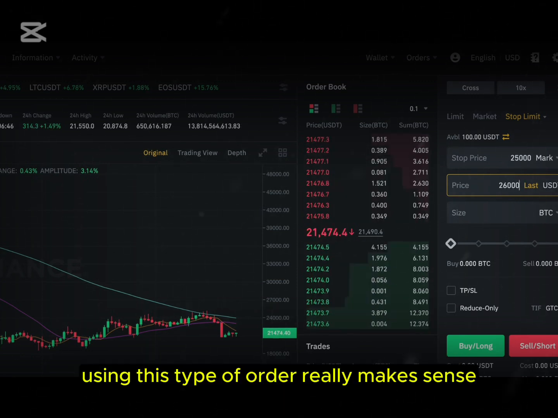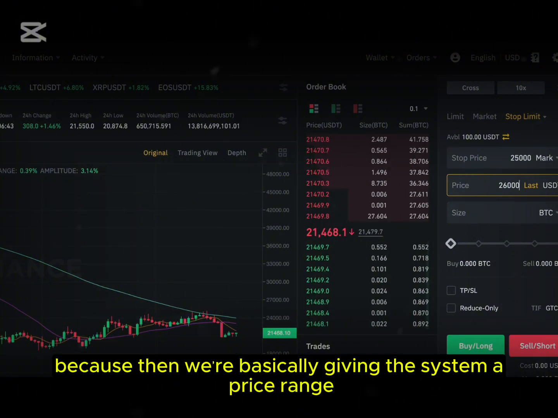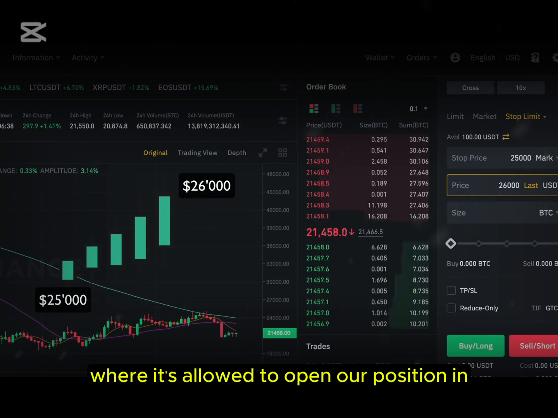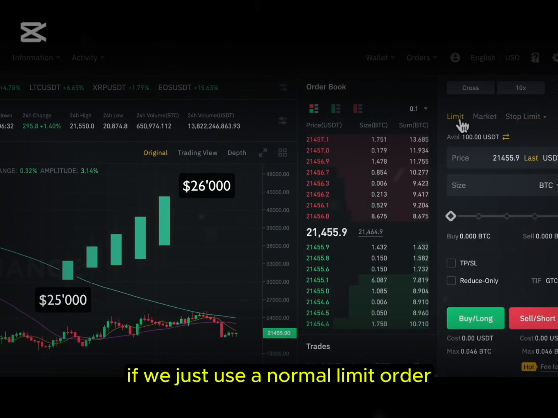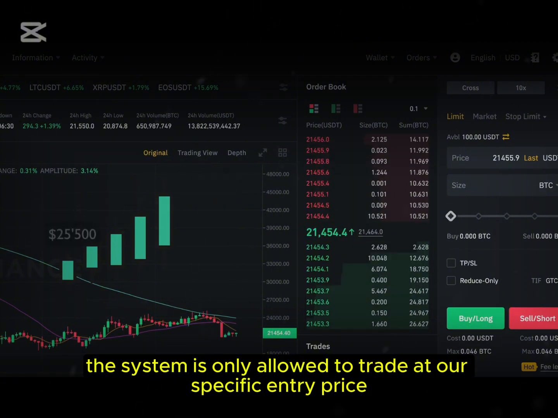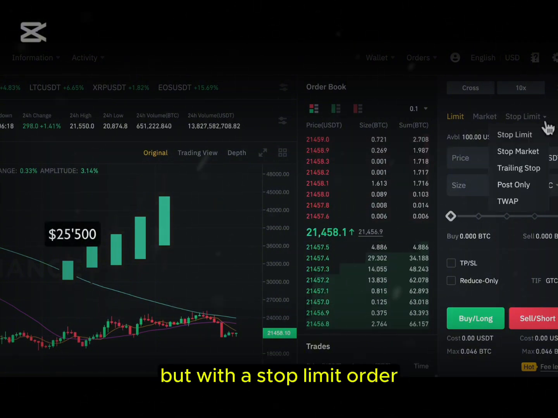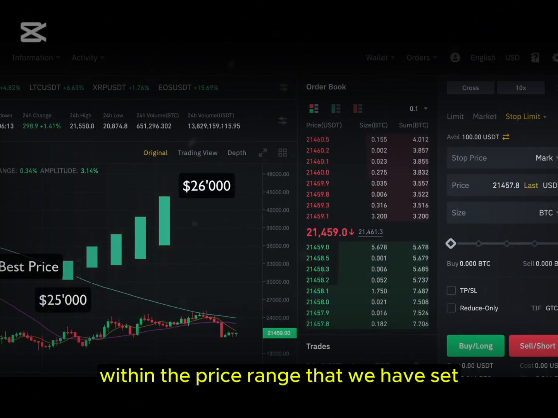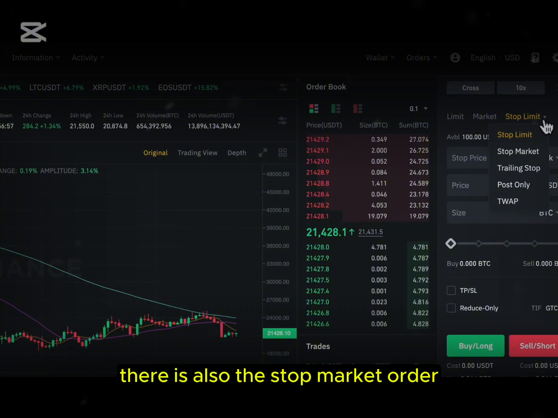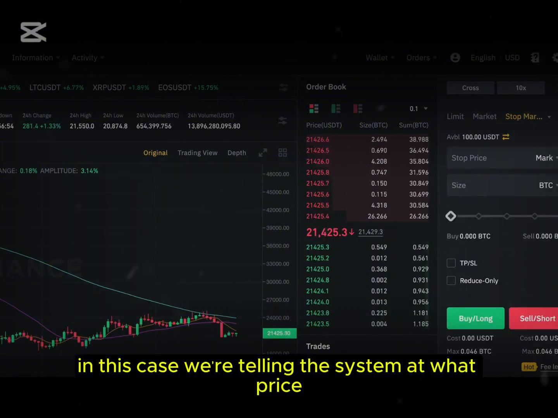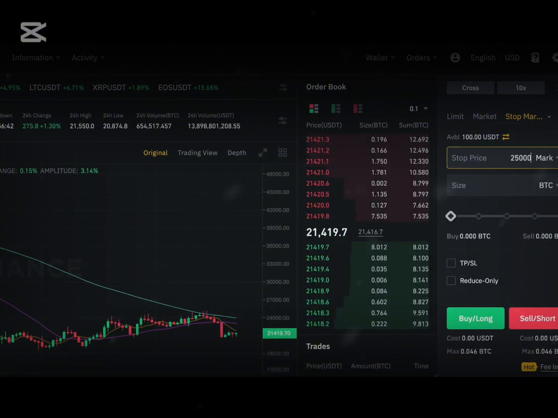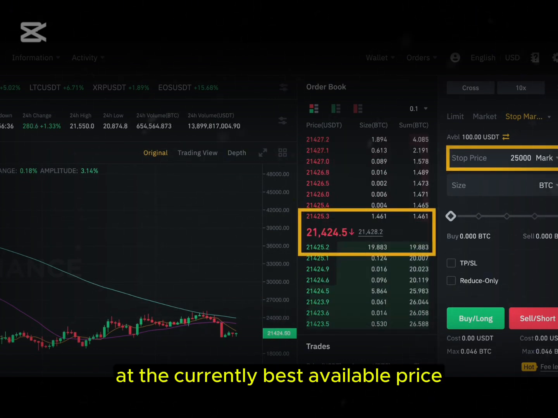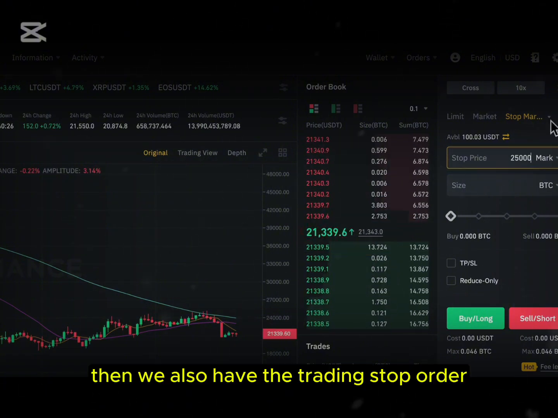Using this type of order really makes sense whenever the market is very volatile, because then we're basically giving the system a price range where it's allowed to open our position. If we just use a normal limit order, the system is only allowed to trade at our specific entry price. But with a stop limit order, the system is allowed to take the best price within the price range that we have set. There is also the stop market order. In this case, we're telling the system at what price the market order should be triggered. So as soon as our stop price is reached, our market order will be fulfilled at the currently best available price.